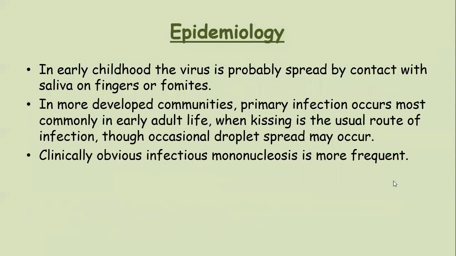Epidemiology. In early childhood, the virus is probably spread by contact with saliva on fingers or fomites. In more developed communities, primary infection occurs most commonly in early adult life, when kissing is the usual route of infection, though occasionally droplet spread may occur. Clinically obvious infectious mononucleosis is more frequent.